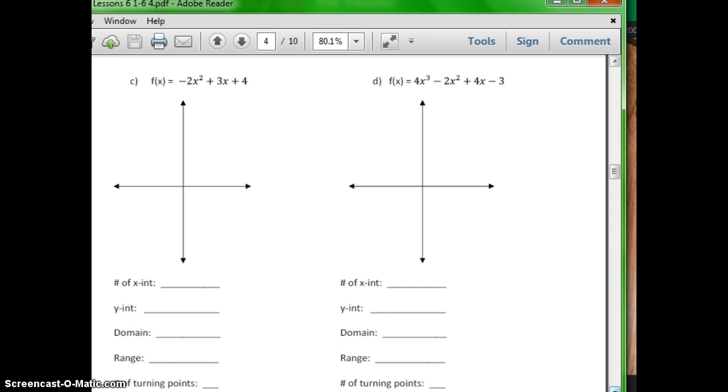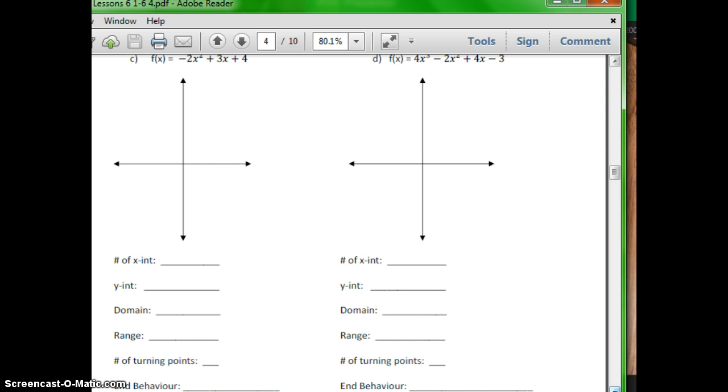The domain is all real numbers. And the range, boy, if only I could find the y value of the vertex. I'm going to leave that for a future lesson. So we're going to wait to see how to find the range in this case. It does have a turning point at that vertex, so there is one turning point. And the end behavior is that it goes down here into quadrant 3 and down here into quadrant 4.